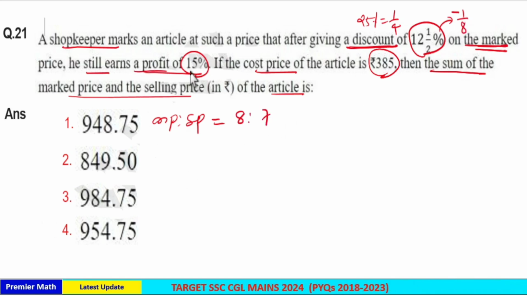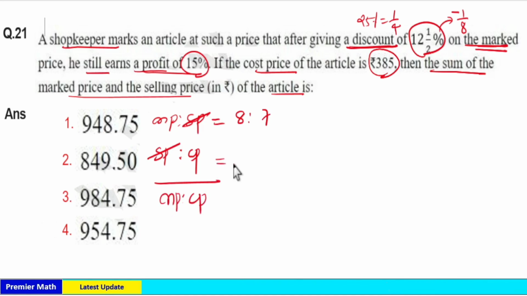He still earns a profit of 15%, and profit means the cost price and sell price ratio. Here I will take the sell price and cost price ratio. Then I can cancel the sell price here. Then I will get the mark price and cost price ratio from it. Here, 15% profit means if 100 rupees is the cost price, then 100 plus 15, 115 rupees is the selling price.